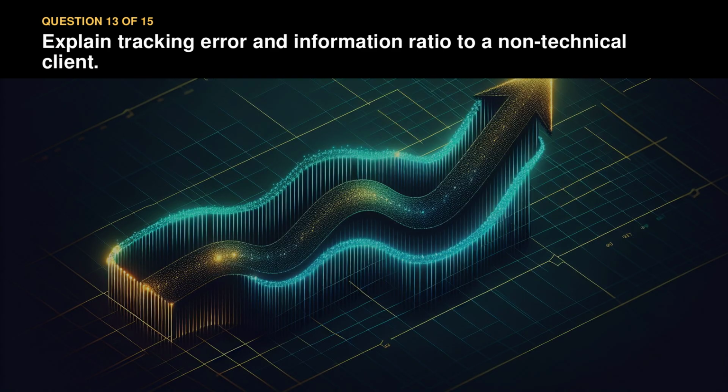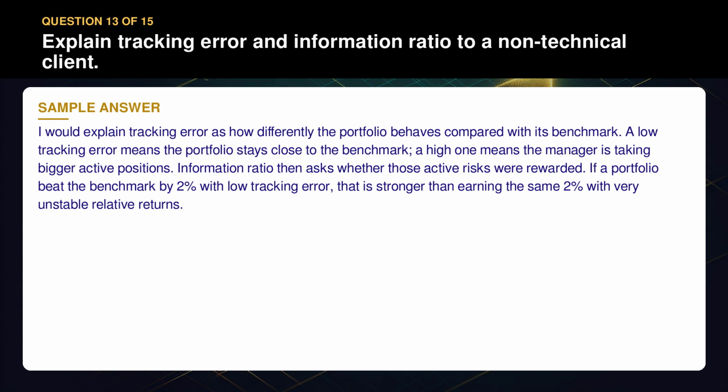Question 13. Explain tracking error and information ratio to a non-technical client. I would explain tracking error as how differently the portfolio behaves compared with its benchmark. A low tracking error means the portfolio stays close to the benchmark. A high one means the manager is taking bigger active positions. Information ratio then asks whether those active risks were rewarded.